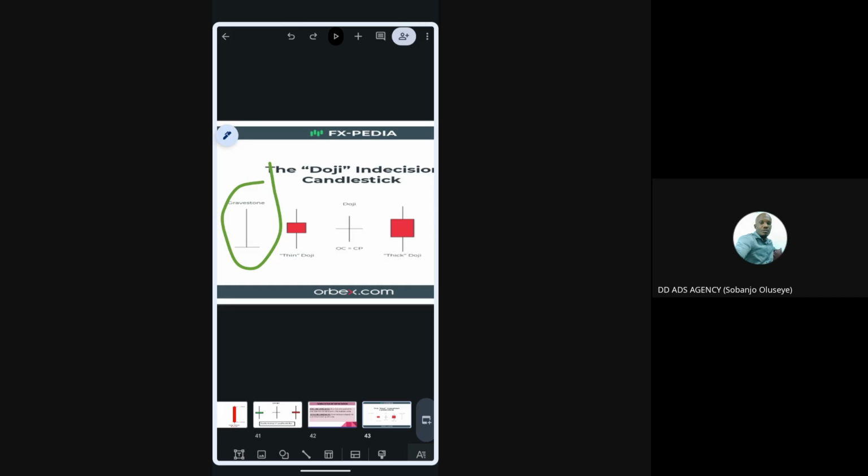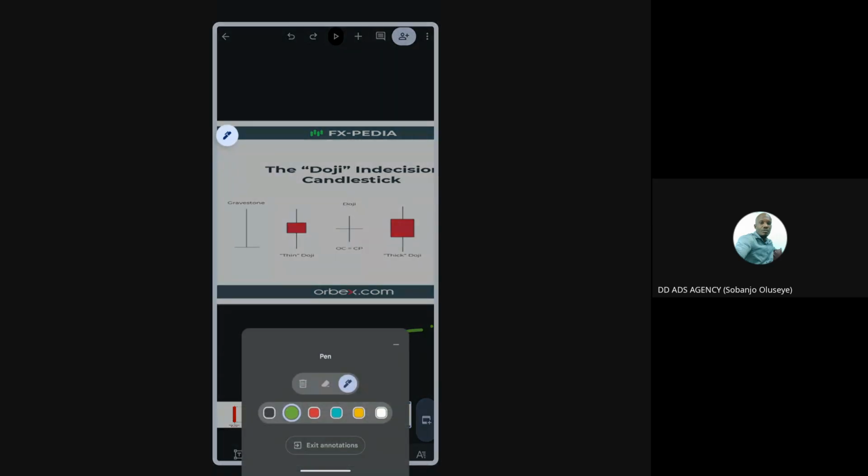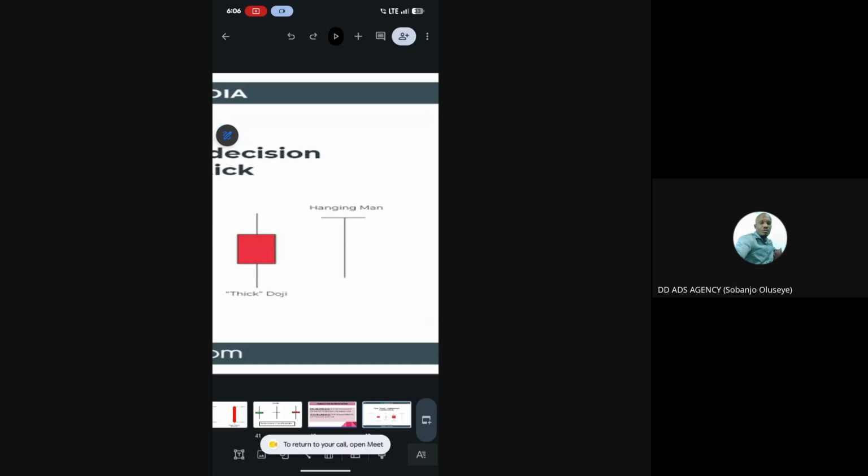So if you call it gravestone, or shooting star, you're correct. And if you call it other names, you're also correct. And if you choose to call the hanging man, this one right here, armor, you're also correct. What matters is that with whatever name you call it, whatever name I call it, whatever names Mr. Moses, Mr. Shaye and Mr. Michael choose to call it, we all sit down together and are able to say the same thing when it comes to analysis. That is what matters.